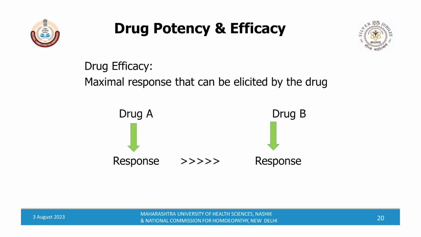The next term is drug efficacy. Now what is it? It is the maximum response that can be elicited by a drug. The more the response, the more efficacious is the drug. For example, the response produced by drug A is more than the response produced by drug B. And here when I say response, it's the same response. Then we can conclude that drug A is more efficacious than drug B. So these were the two terms, potency and efficacy.